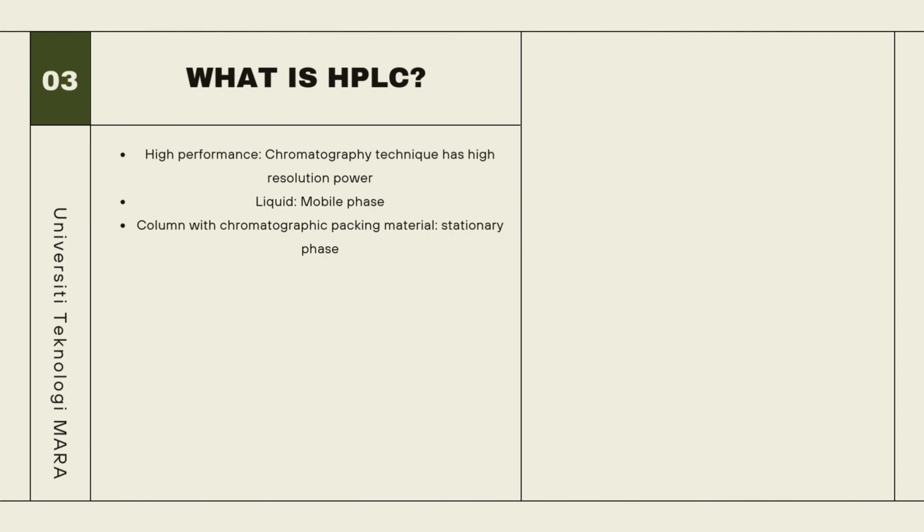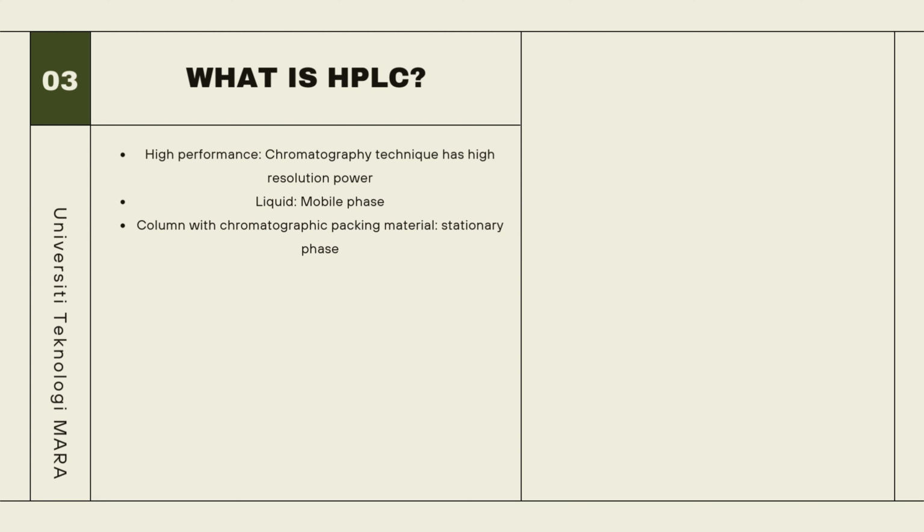So, what exactly is HPLC? Let's analyze the name first. High performance tells us that this particular chromatographic technique has high resolution power. Second, liquid acts as the mobile phase. So, HPLC is a chromatographic technique with very high resolution, where the liquid mobile phase passes through a column, which acts as the stationary phase, under very high pressure.